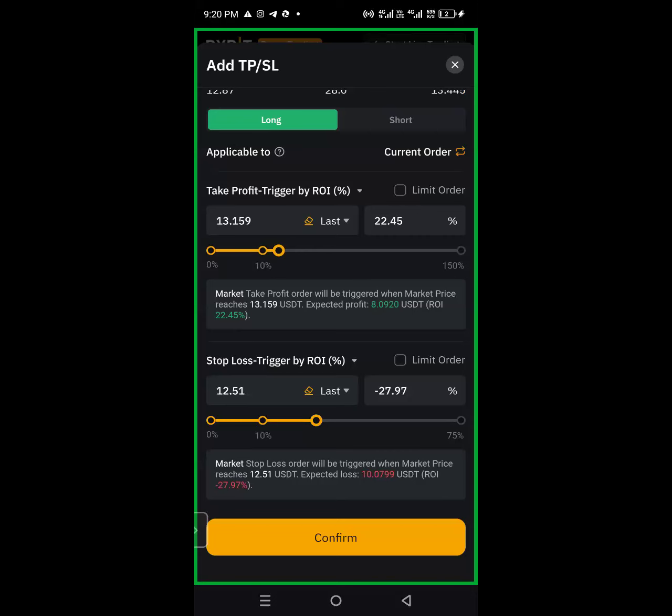Okay. There's just one 7 here. Now let's go from there. If I'm okay with risking $10 to make $8, I can go ahead with this trade and confirm, and then complete it by selecting buy.